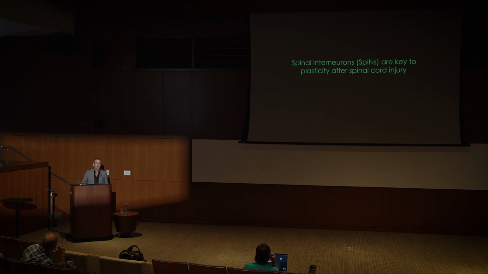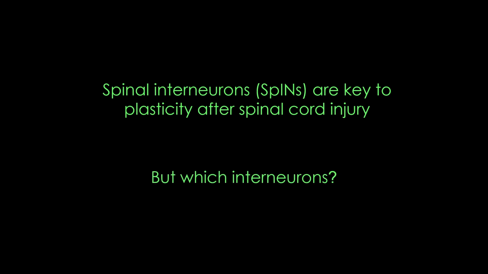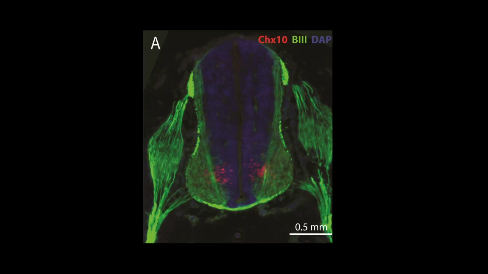The question, of course, then, given that there's hundreds, if not thousands, of different types of these spinal interneurons, is which interneurons are of interest for recovery and plasticity, and which might represent therapeutic targets. To better understand that, we go back to the developing spinal cord.